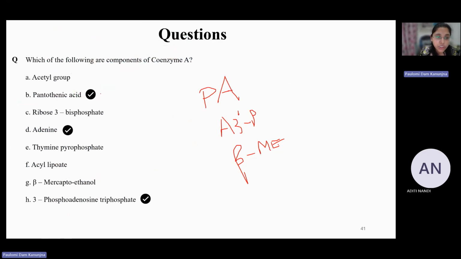So out of the given options, you already have pantothenic acid. You can have adenine, because that is also part of adenosine 3-phosphate. And then you have 3-phosphoadenosine triphosphate, which is again part of this structure, right?